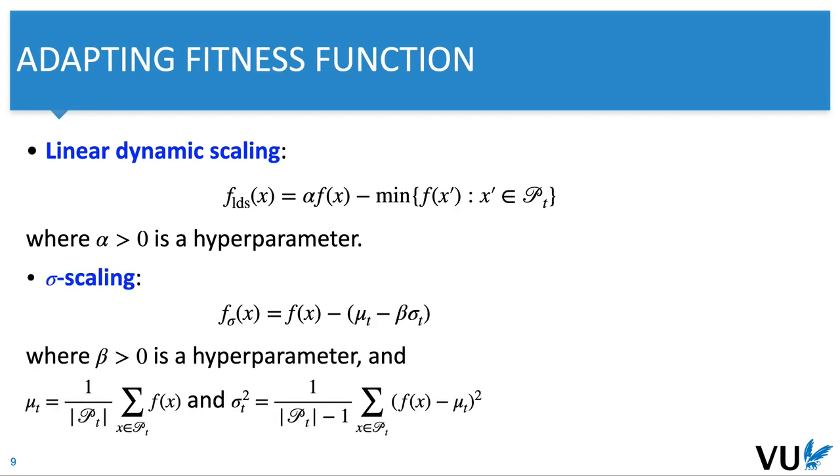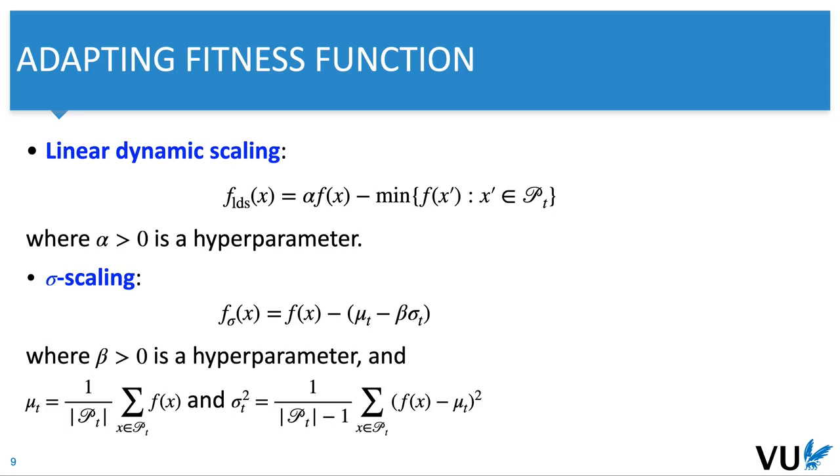Another technique is sigma scaling, and the idea is that we calculate the mean value of the population, mu t, and we also calculate the variance of the population. All right. So now, in some sense, we rescale everything. First of all, we subtract the mean value, so now everything is shifted, and then we'll also subtract the variance that is scaled. Okay.